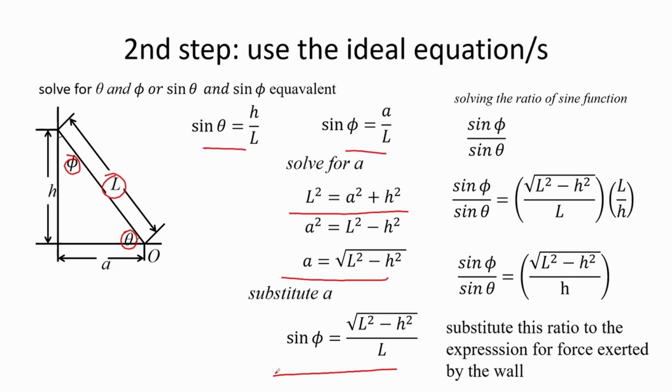Now we can stop here and substitute these values, but we can also simplify the ratio of the sine functions that is present in the equation for the force exerted by the wall. The sine ratio of phi over theta is found by substituting the values of the individual sines of each angle, and we get that it is equal to the square root of the difference of the squares of L and h, over h. We then substitute this back into the expression for Fw.